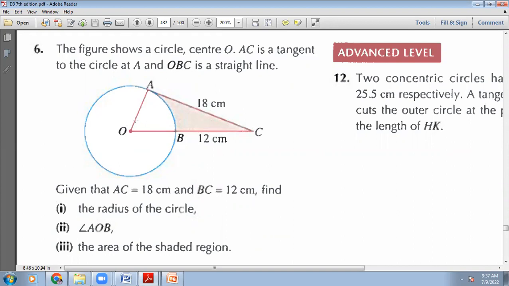Then he says AOB angle. Then they want you to find out this angle. We can use tangent and we can find this. The area of the shaded region: we will find the area of this triangle. We will find the area of this sector. From the area of the triangle, we will subtract the area of the sector, and that will give us the area of the shaded region.